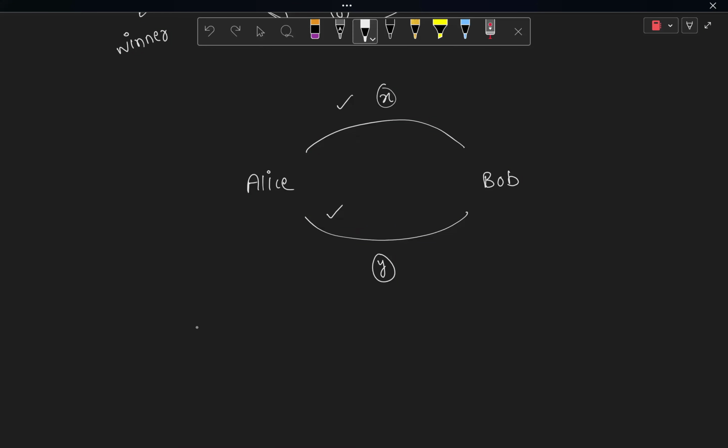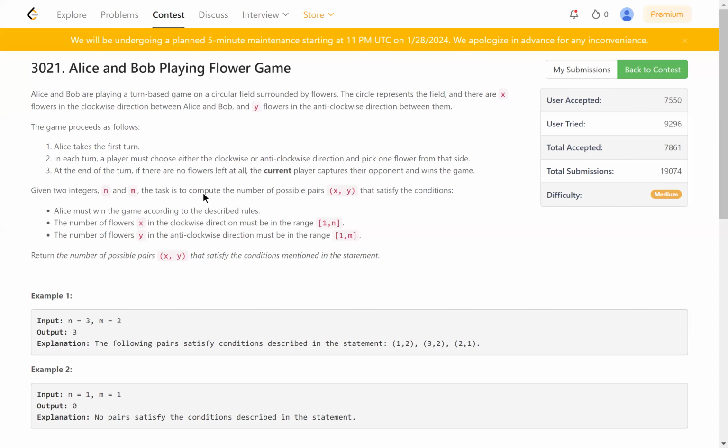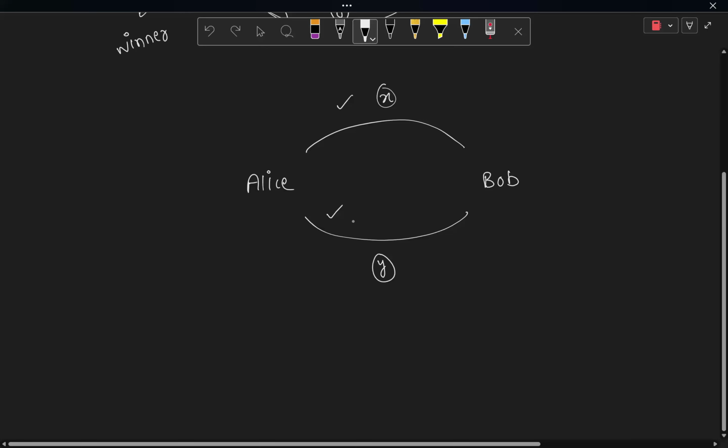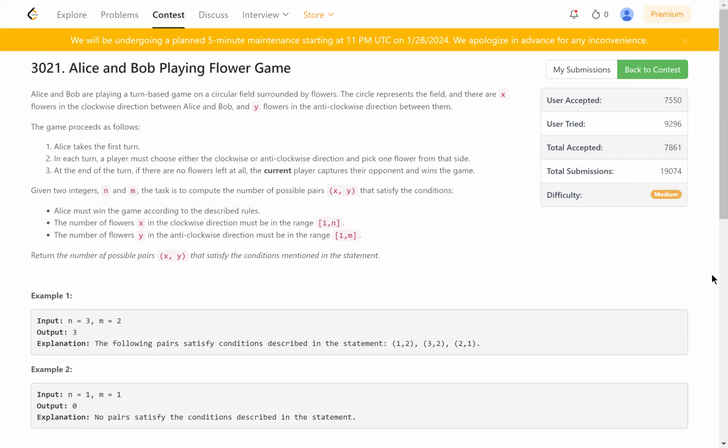Now, one more thing they have not mentioned here is this: just imagine that you choose the clockwise direction and there is no flower on that side, since it asks us to pick up one flower from there. But what to do if there is no flower? It has also not been mentioned by LeetCode. I don't really know why they leave ambiguity in the problem. Generally, LeetCode gives very good problems, but here there is some ambiguity.